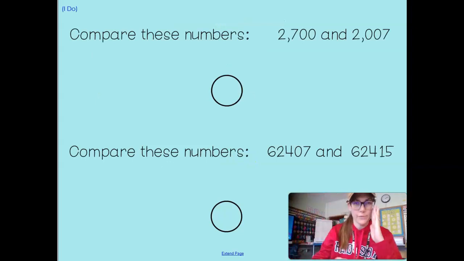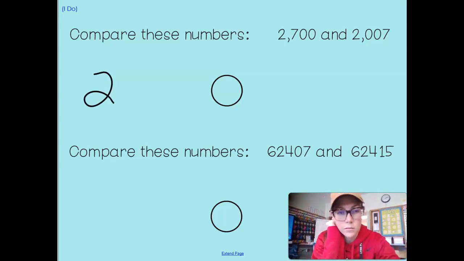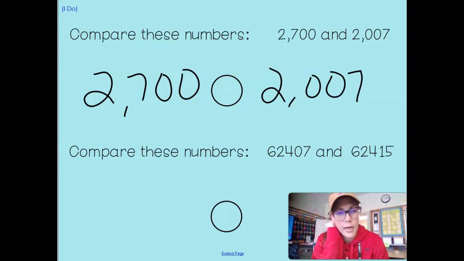So I have two numbers. First, I'm going to read them out loud. 2,700. The second one says 2007. And then I have a comparison circle, which is the circle in the middle where I'll put the symbol when I'm done. So first thing I need to do is write my numbers on each side of my circle. 2,700. And then on the other side, I'm going to write 2007. Okay, now I'm going to grab the highlighter and I'm going to look at something.